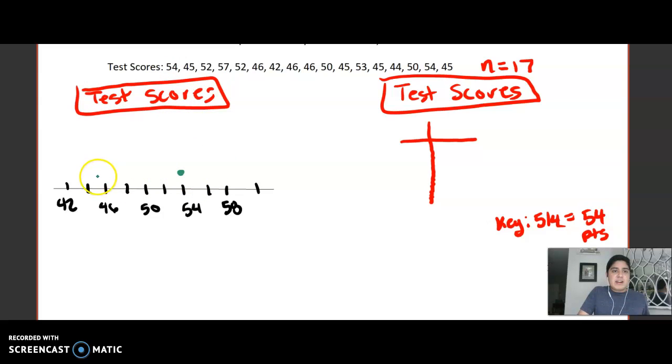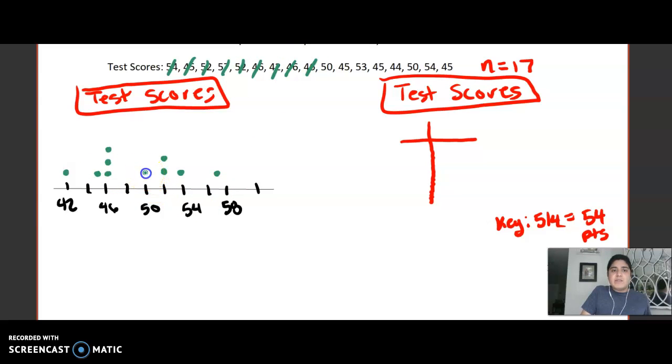Okay, one here at 45. Notice they are equal distance. One here at 52. One here at 57. Another one here at 52. One here at 46. One here at 42. Oh, two more at 46.